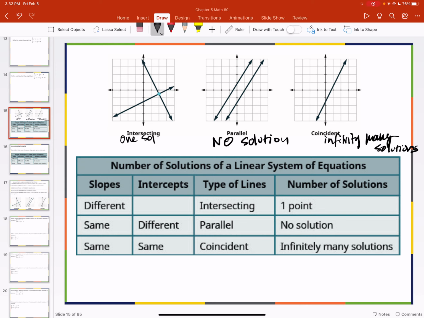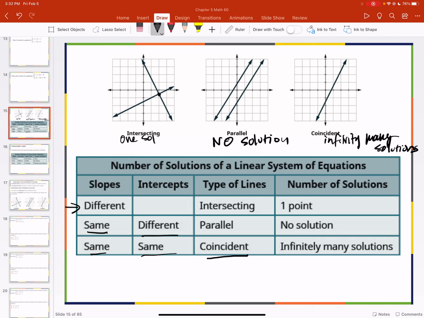Okay, so if they have different slopes, they're intersecting. And we only have one solution, 1 point, right here. Not exactly there, but that's the example. And then if the slopes are exactly the same and they both cross the y-axis at different places, they're parallel and you have no solutions. And then finally, if you have the same slope, same intercept, this is called coincident or coinciding lines, right? They're on top of each other. Okay, infinitely many solutions.